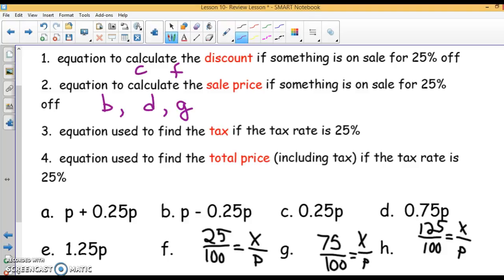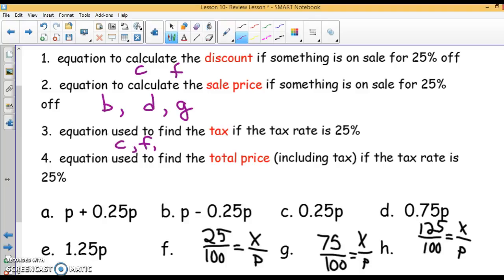All right, equation used to find the tax if the tax rate is 25%. So if we're looking just for the tax, and the tax is 25, won't that again be C and F? Because you're looking for 25%. So C or F. Same as the discount, because it's the same exact thing.